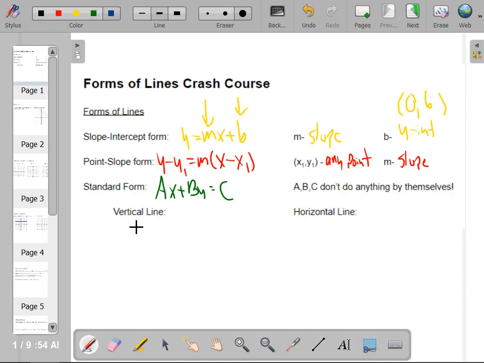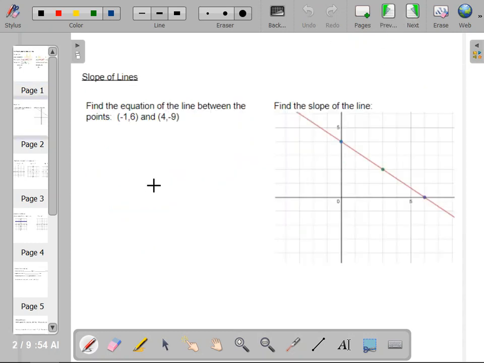Vertical line, the equation of a vertical line is always going to be x equals something, and the equation of a horizontal line will always be y equals something. So just knowing what kind of line you're working with is going to be really important to get these problems started. So let's talk about just finding the slope.